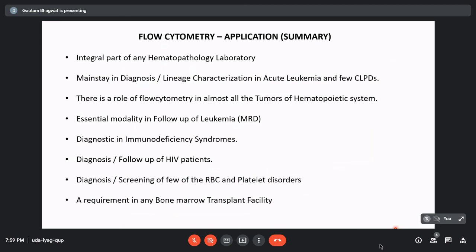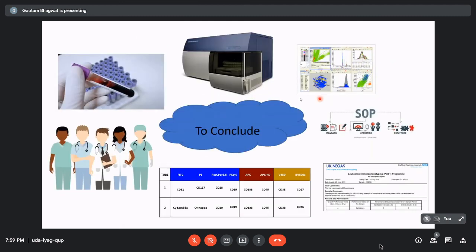Diagnosis and screening of few of the RBC and platelet disorders, as I have mentioned, and it is a requirement in any bone marrow transplant facility. To conclude, again, a good sample, a good machine in which you have the quality controls in check, a good software giving me possibilities of making all the permutation combinations, giving me good resolution, the standard operating procedures for your lab, a wisely chosen panel with minimum resources giving maximum output, external quality in place, and of course good scientific officers or technologists having very good technical skills and hematopathologists to analyze these are essential in a flow cytometry lab.